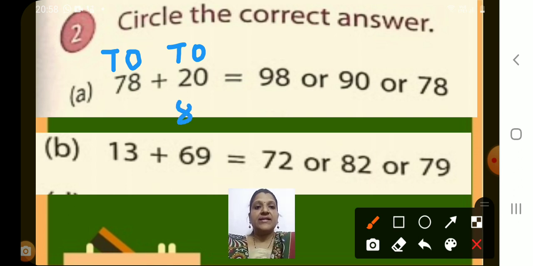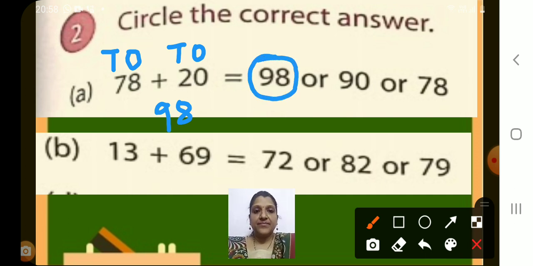Let us write it over here. Now we will do the addition of numbers at the tens place. So which numbers are at the tens place? 7 and 2. So 7 plus 2 is 9. Correct. So what is the correct answer? 98. So we find it over here and circle it.